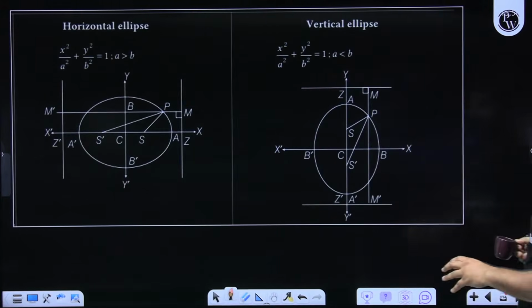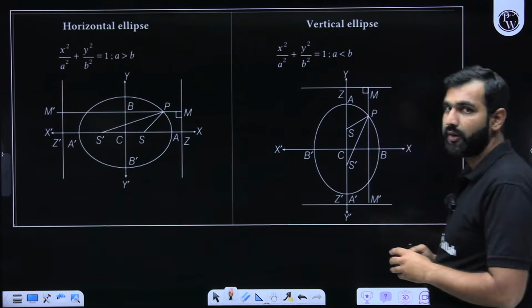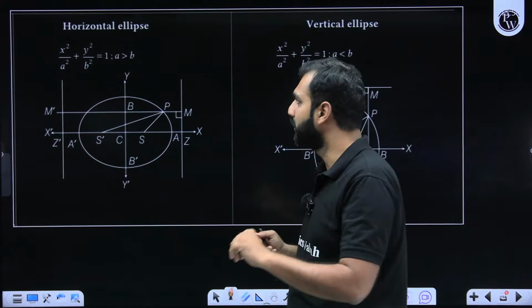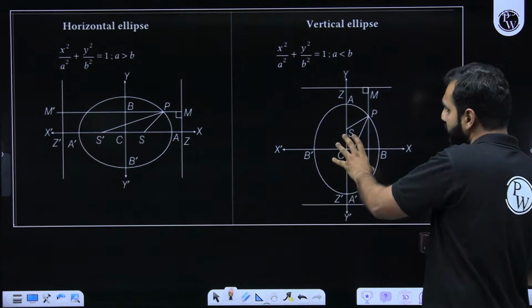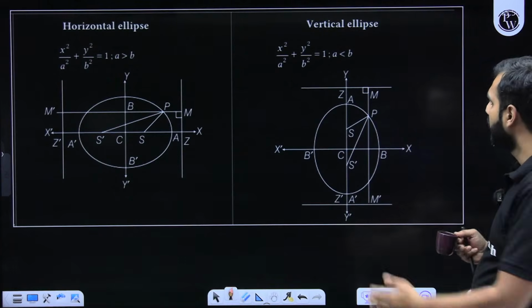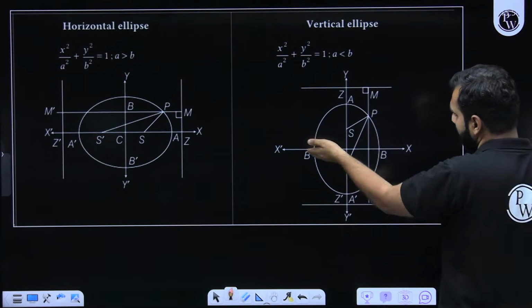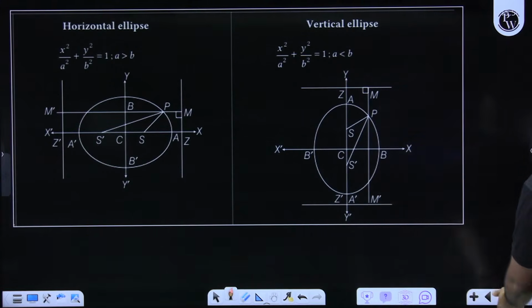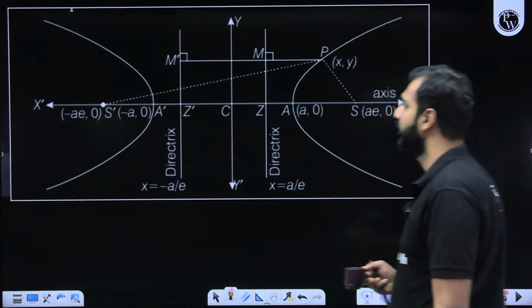In the same fashion here, what you need to understand is this x-axis is the major axis because a is greater than b. But if a is less than b, the ellipse changes its shape. Its major axis becomes the y-axis and x-axis becomes the minor axis. So formulae also change. With that, let's move towards the next part, which is called the hyperbola.